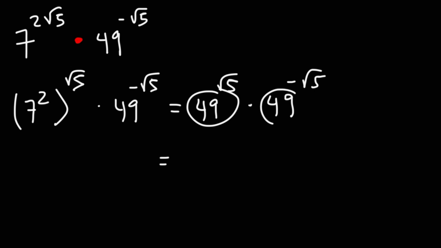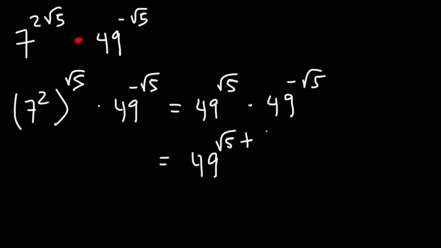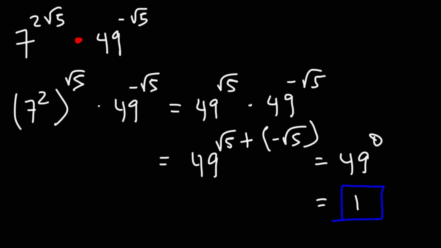Now that the bases are the same, we can add the exponents. So that's square root 5 plus negative square root 5, which adds up to 0. And anything to the 0 power is 1. So our final answer for this problem is 1.